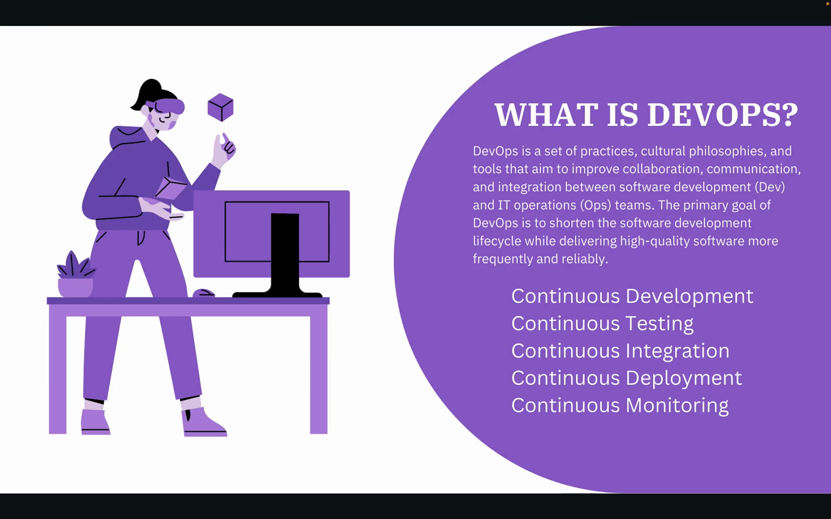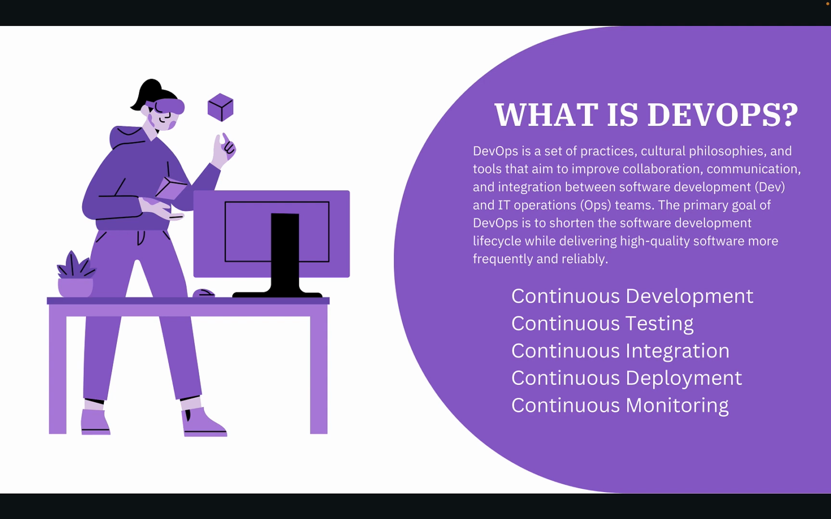And finally, we are going to talk about what is DevOps. After the dark launching technique, we are talking about DevOps. DevOps is a set of practices, cultural or philosophical, and tools that aim to improve collaboration, communication, and integration between the software development or Dev team and the IT operations or Ops team. The primary goal of DevOps is to shorten the software development lifecycle while delivering high quality software more frequently and reliably.